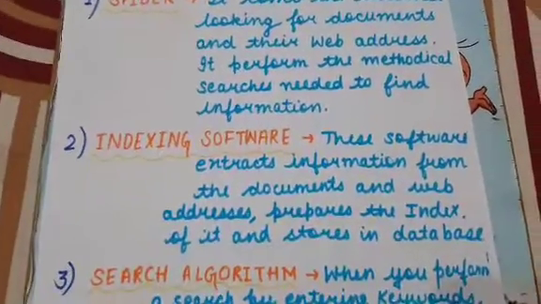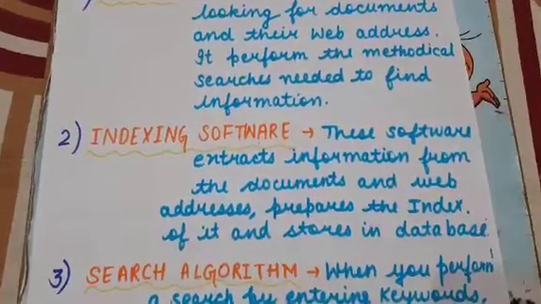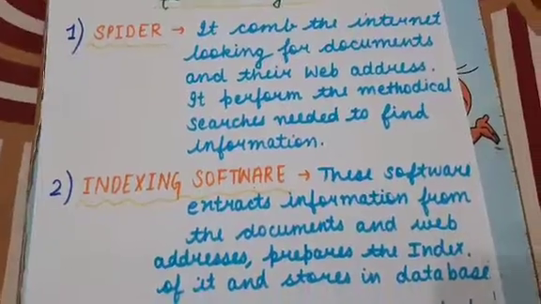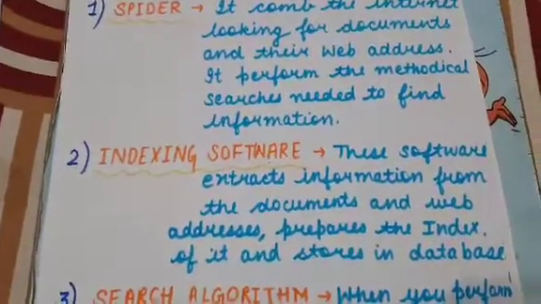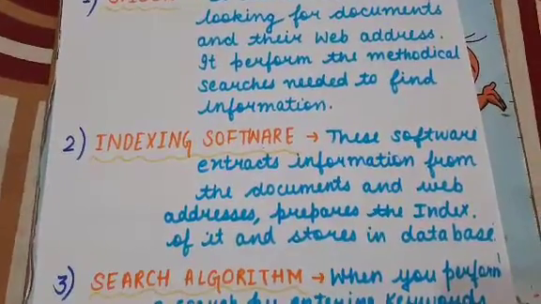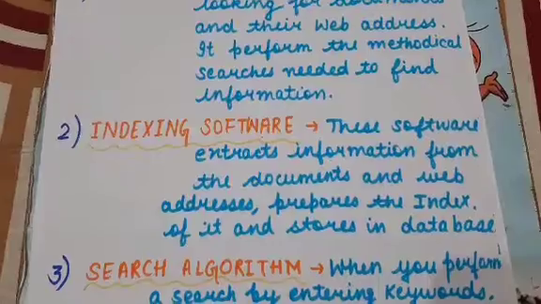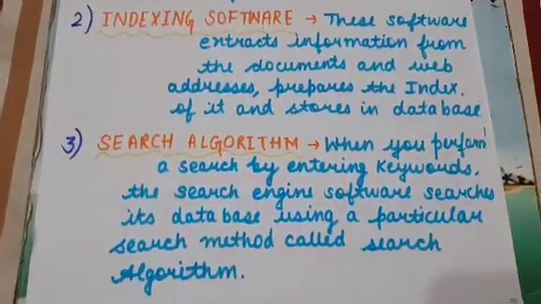Indexing software, this software extracts information from the documents and web addresses, prepares the index and stores it in a database. First step, spider, it collects a number of web pages and websites. Indexing software then extracts the information from the web pages and prepares the index of the number of web pages or websites. Last is the search algorithm.